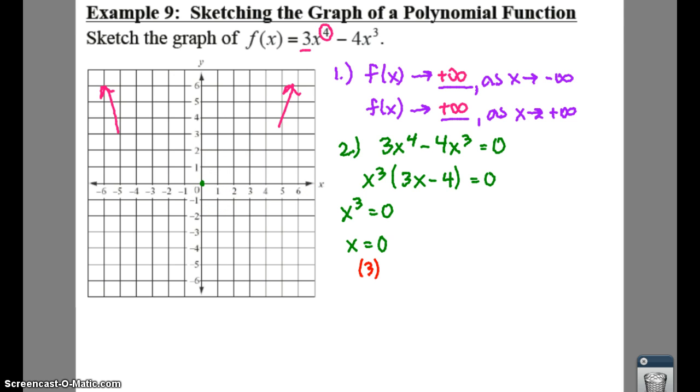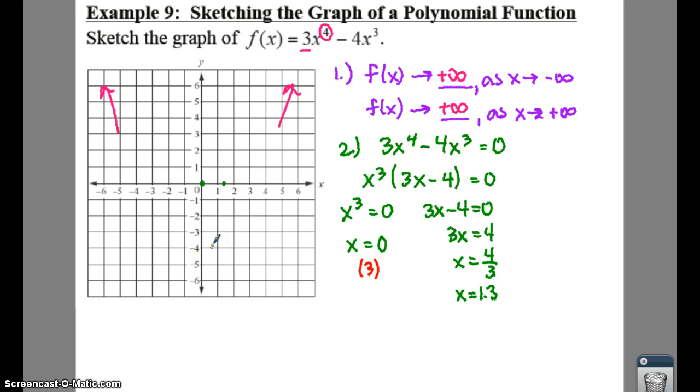Our other zero: we take 3x - 4 = 0. Add 4 to both sides, divide by 3, and you get 4/3, also known as 1.3. So if we go over 1.3, we put a dot. Now this has a multiplicity of 1, which means your graph's going to be going through there also.